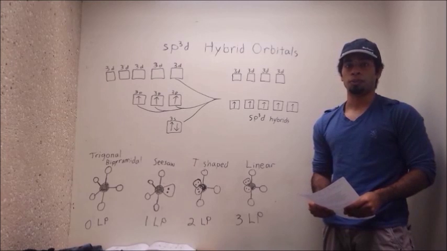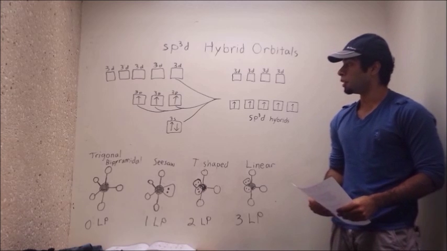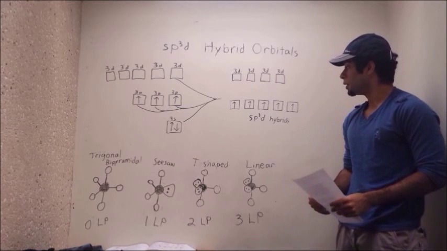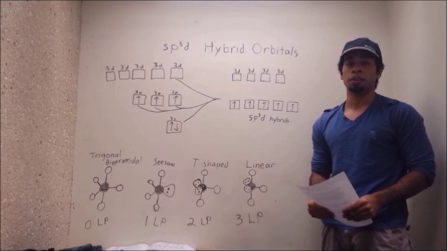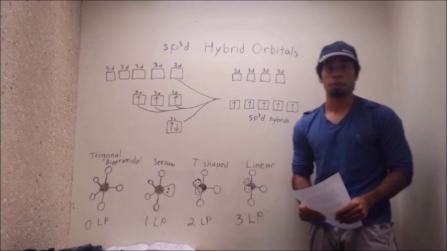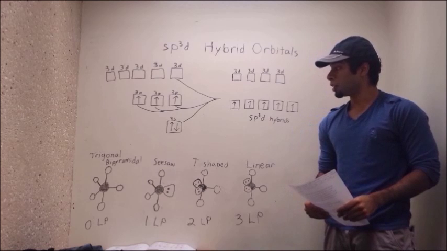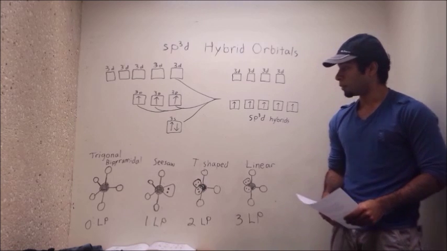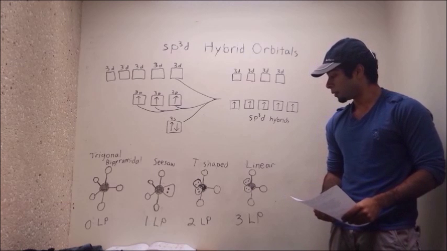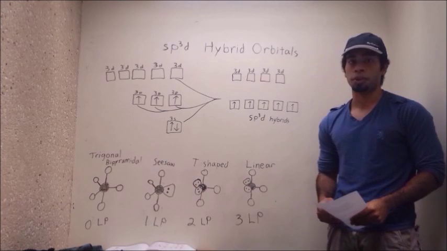sp3d hybrid orbitals are formed from 1d, 3p, and 1s orbital combining to form 5 sp3d hybrids. Because a d orbital is required, the central atom must at least be a period 3 element. The molecular shapes formed are trigonal bipyramidal if there are no lone pairs, seesaw if there is only one, T-shape if there are 2, or linear if there are 3.